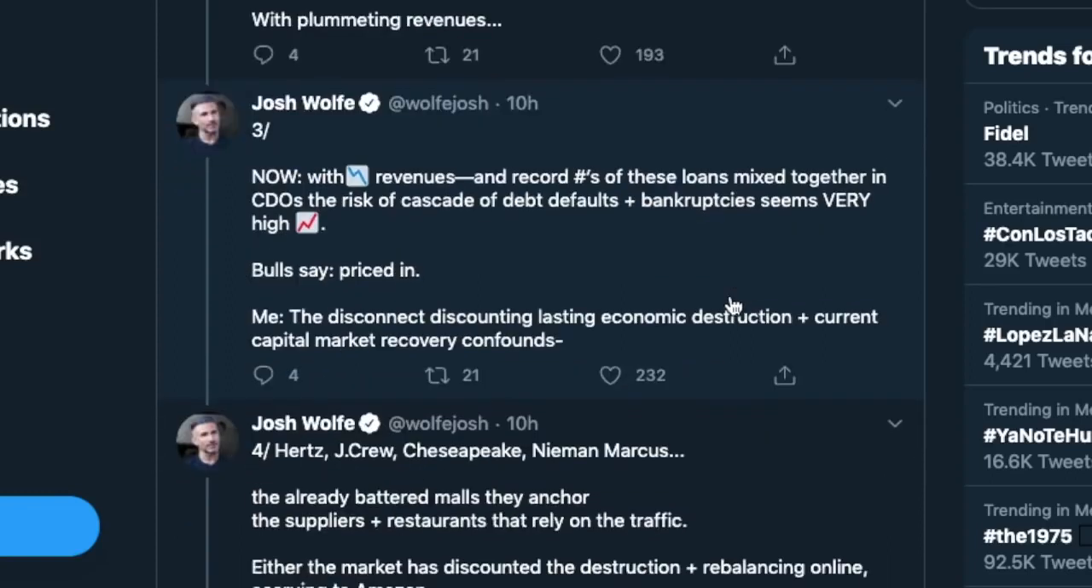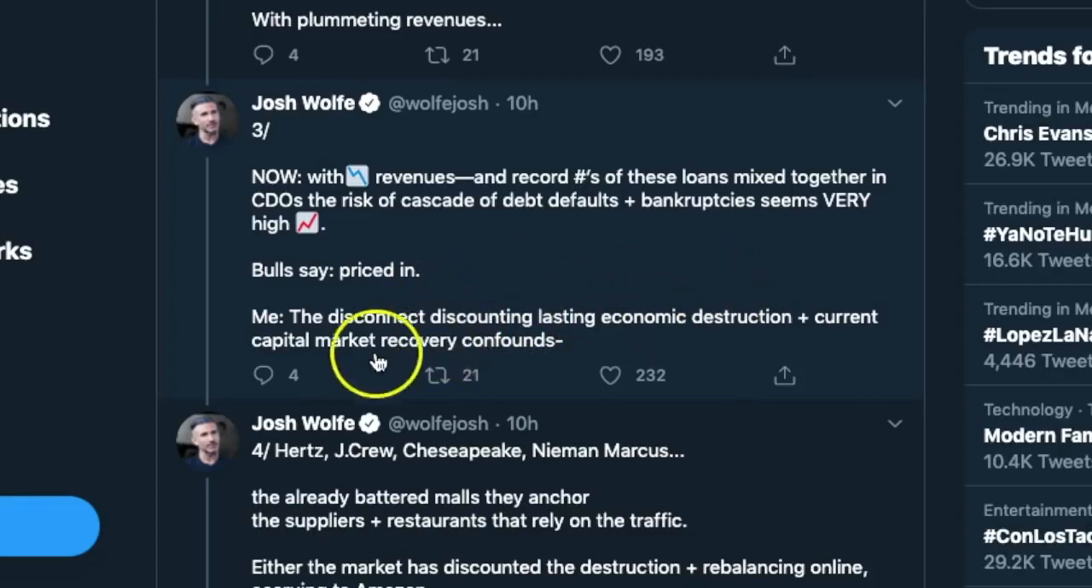The bulls say that's priced in already. What Josh is saying here is the disconnect, discounting lasting economic destruction, right? When are we opening up the economy? What's that going to look like? How long before things actually return to any semblance of normal? Plus current capital market recovery confounds.